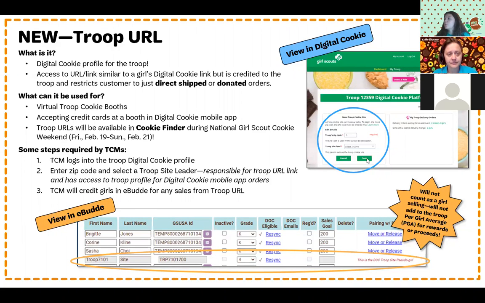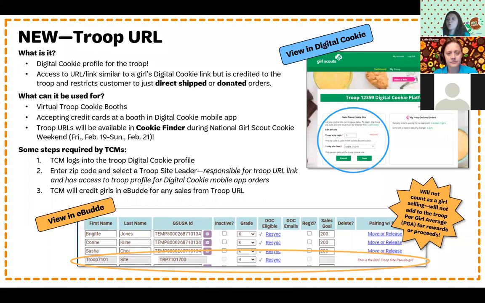But the troop site leader will be responsible for that troop URL link, so they'll be able to access it. And they will have access to the troop profile for digital cookie mobile app orders. What I mean by digital cookie mobile app orders is just the same way a girl can stand with her digital cookie app in her profile and do an in-hand order in front of a customer. Troops will be able to do the exact same thing, but instead of it being credited towards a specific girl up at the very beginning, it'll be credited towards the troop.